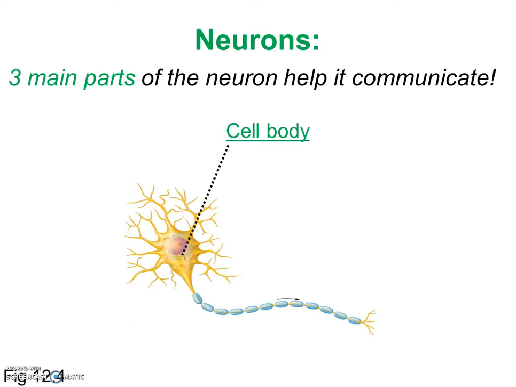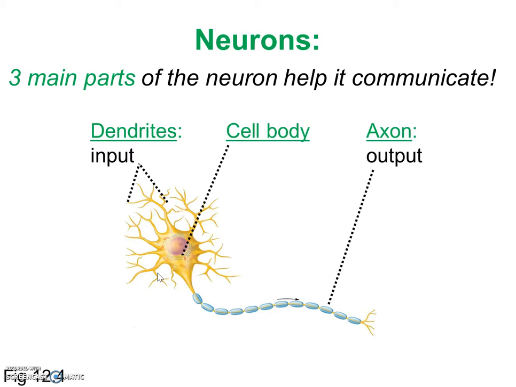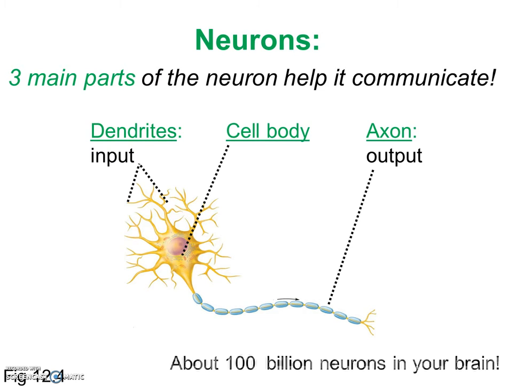The cell body, which is shown here in the center, is the part of the neuron that integrates all the information. Now the information is received through the dendrites. So the dendrites get the input. These are the branch-like structures that surround the cell body. And then the axon does the output, so it sends the message away from the neuron. Now you have about 100 billion neurons in your brain that are all communicating with each other.